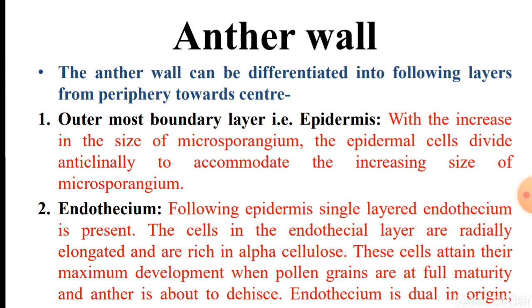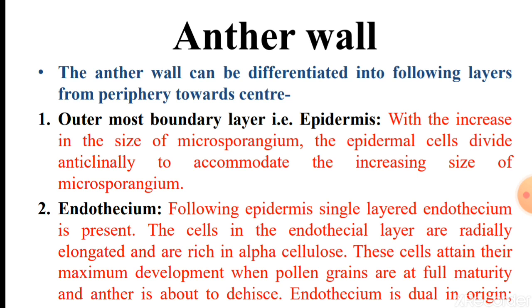Now, we are going to discuss the anther wall. The anther wall can be differentiated into the following layers from periphery towards center. That is, as we move from the outer side towards the center of the microsporangium or anther, these layers are seen. Number one, the outermost boundary layer, or epidermis.